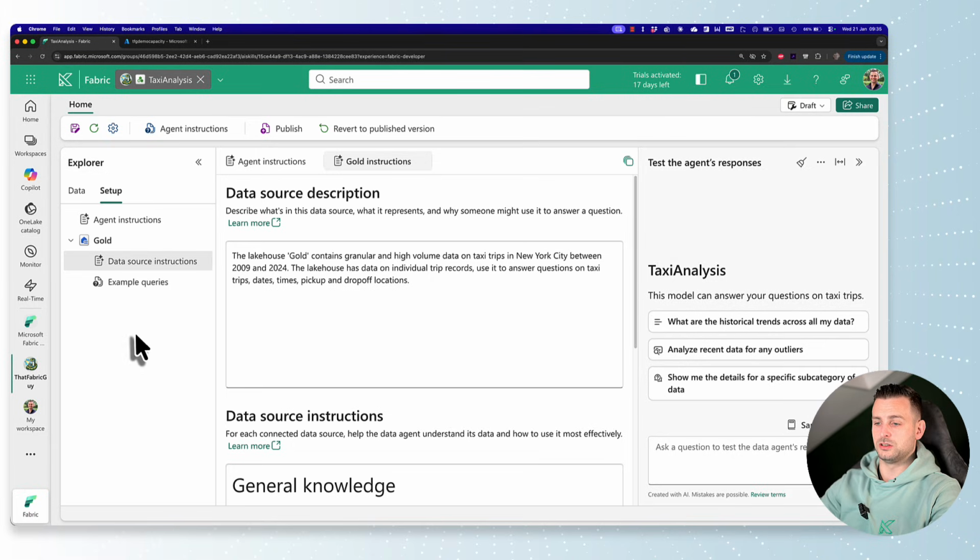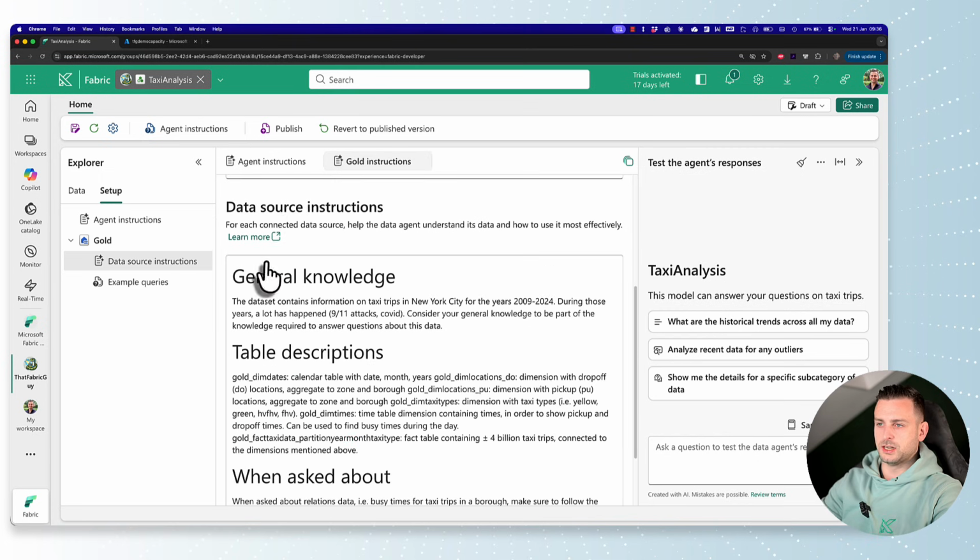So for data source instructions, we can put in both a description and an instruction, where I describe what is in the Lakehouse gold. This is just a piece of text, a few sentences about what can be found in this data source. This is very helpful for the model when you start asking a question in English. It wants to understand in what database or Lakehouse or semantic model to look. And using the data source description, it can quickly understand what type of data can be expected in that data set. And then I have data source instructions.